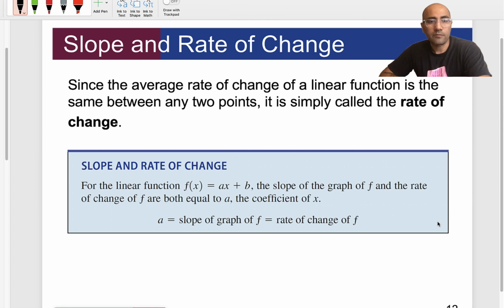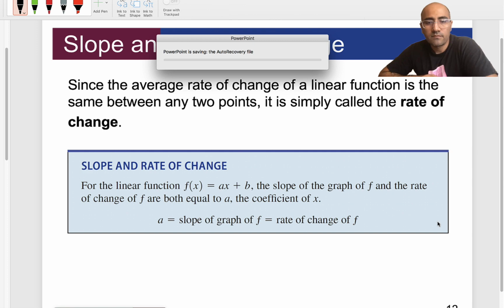When we have a linear equation, since the average rate of change of a linear function is the same for any 2 points, it's simply called the rate of change. Right? So when we're looking at an equation that's linear, we no longer have to say the average rate of change, it's just the rate of change, which is the same thing as the slope. That's all this is pointing out. Should be a very easy section.